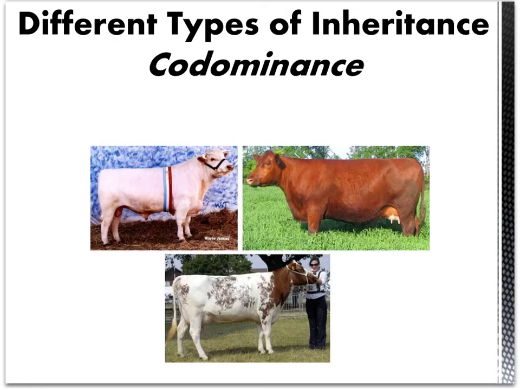A different type is codominance, and in this case, the heterozygous condition produces a combination of dominant and recessive traits. For example, the black and the white dog, if they mate, they might produce a white dog with black spots. In this case, a white type of cow, brown type of bull, or maybe it's vice versa, their offspring has some white, some brown. That is codominance.